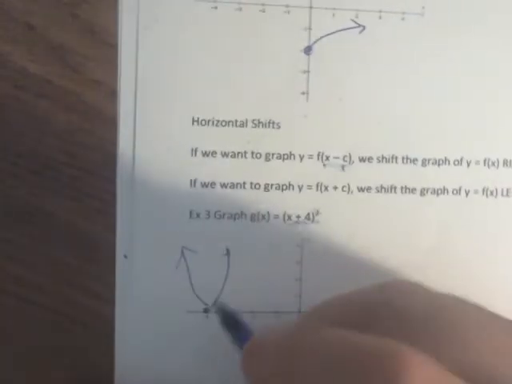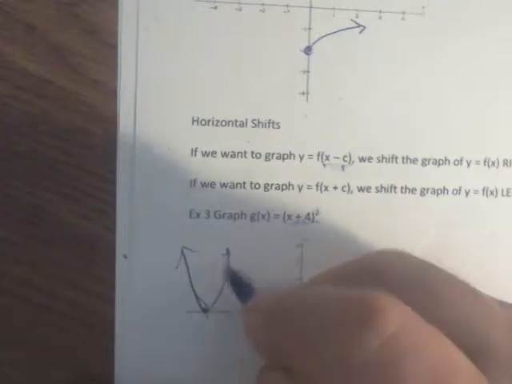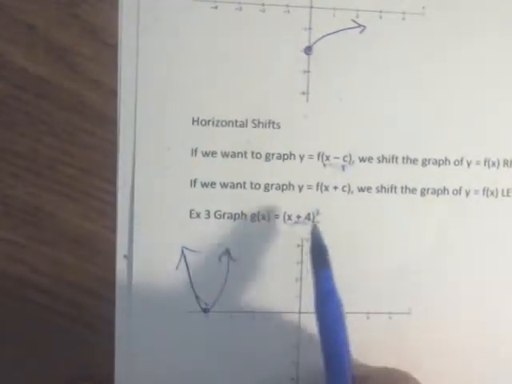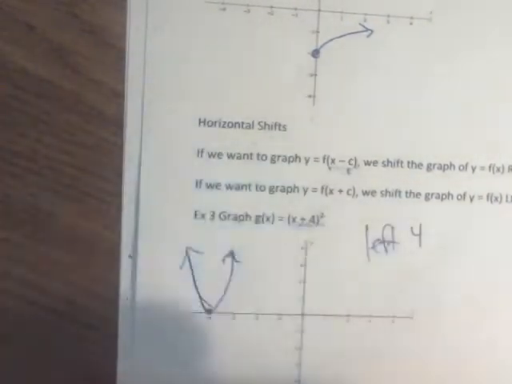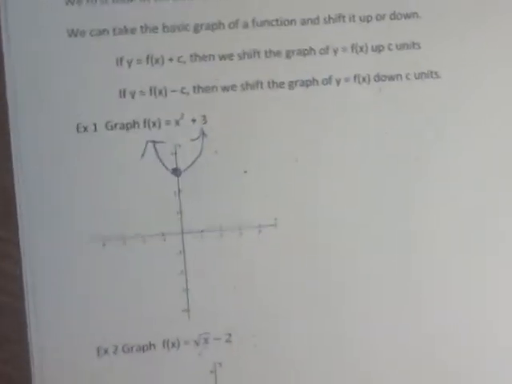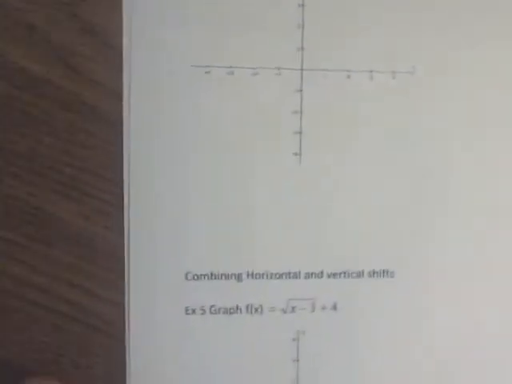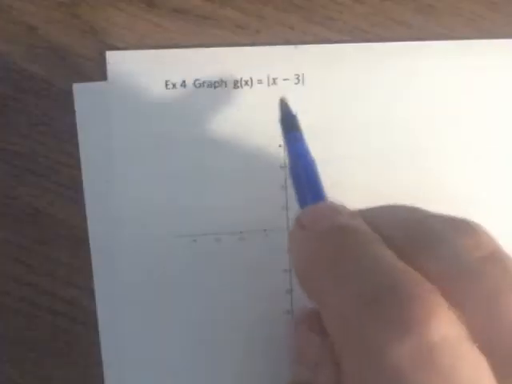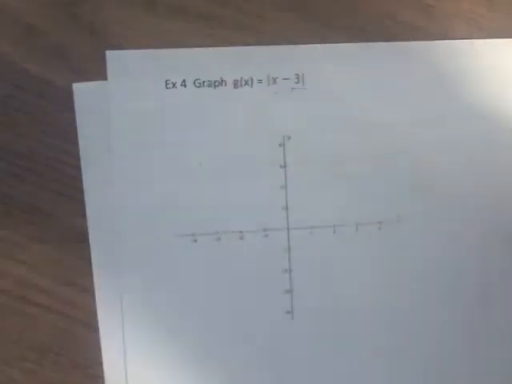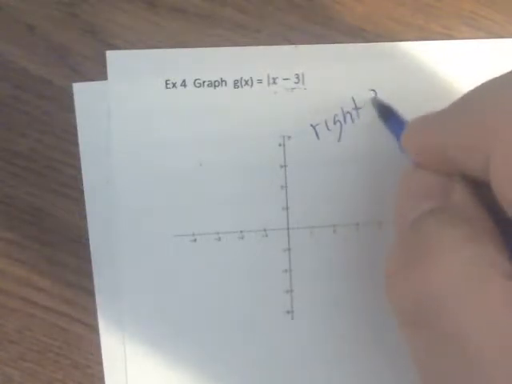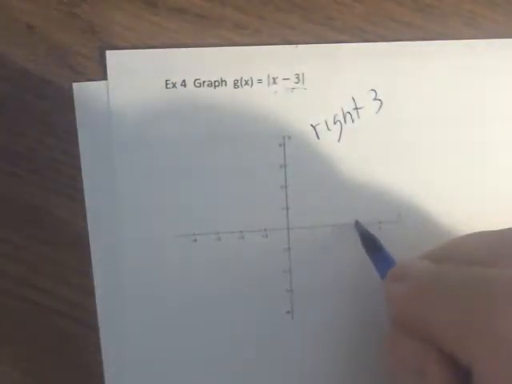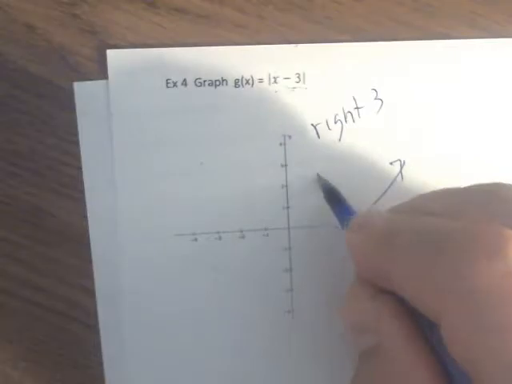And again, my U's don't look anything the same because they're just sketches. It's okay. I'm not an artist. So this would be left 4. Horizontal, opposite the sign. Absolute value. Again, I'm subtracting inside the absolute value symbols. So I go right 3. So 1, 2, 3. Draw my V.